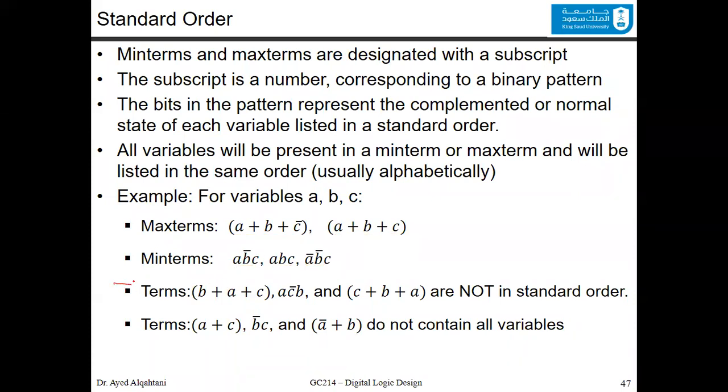Now, if you take those terms here, B or A or C, you see that you are not ordering here. You are misordering here. The order is not correct here, starting with the C. They are all not in a standard order. In the terms A or C, you notice that you are missing B. Here you are missing the A, here you are missing the C, or its complement. So they don't contain all the variables, and they are not max terms nor min terms.